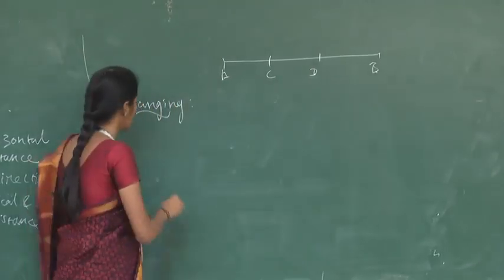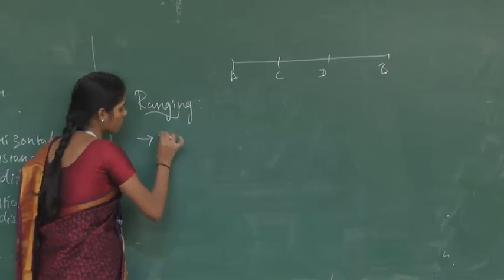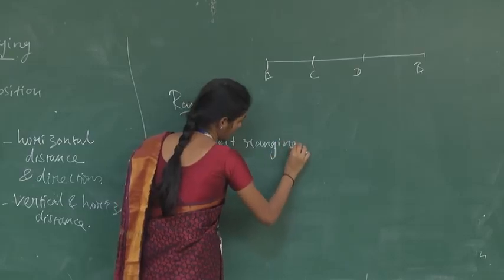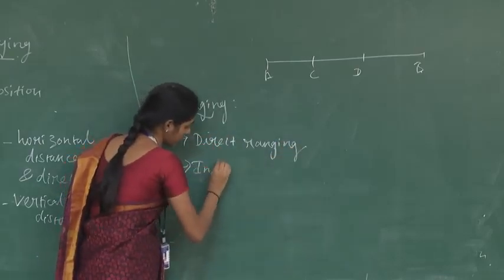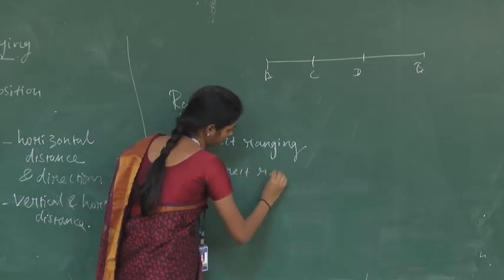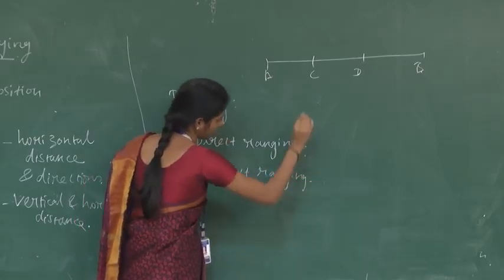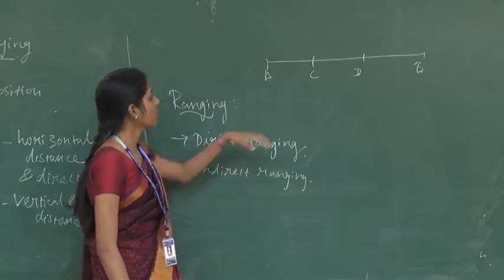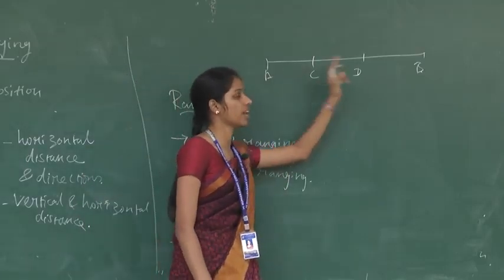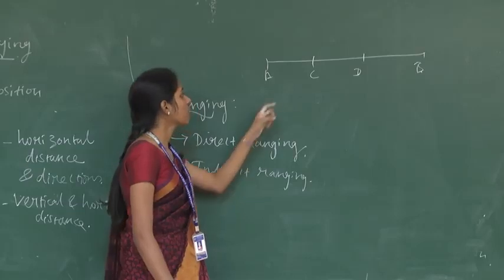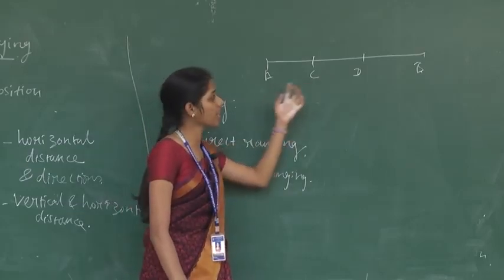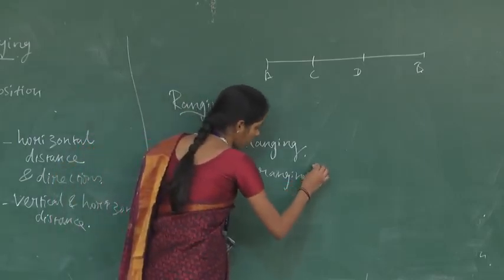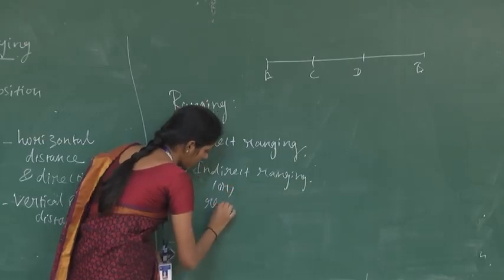There are two methods adopted in ranging. First one, direct ranging. Second one, indirect ranging. The difference between direct ranging and indirect ranging is, if the points C and D are visible from the points A and B, then we can adopt direct ranging. If the points C and D are not visible from the points A and B, it comes under indirect ranging. There is also another name for indirect ranging called reciprocal ranging.